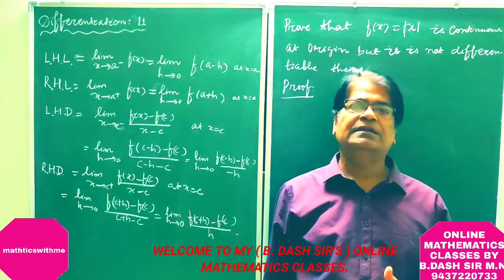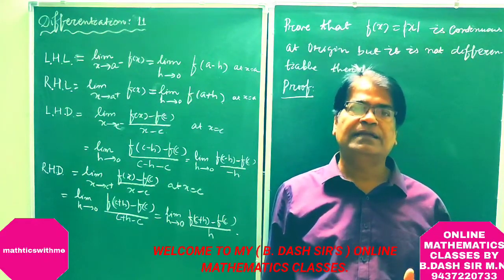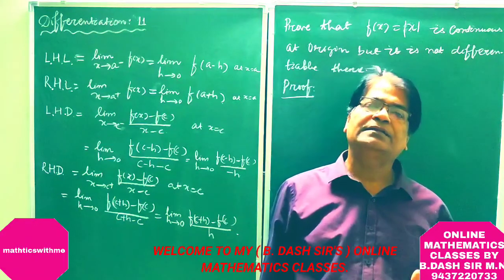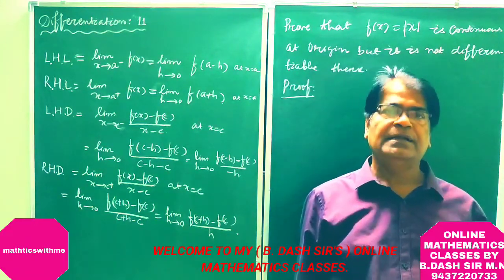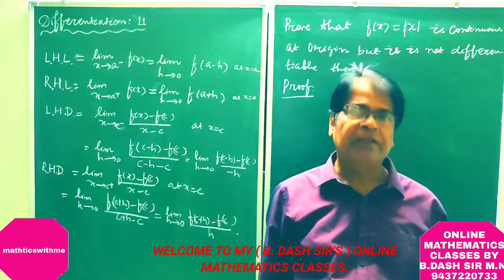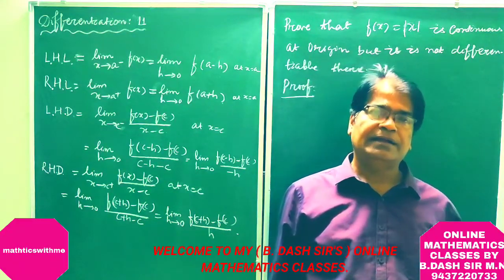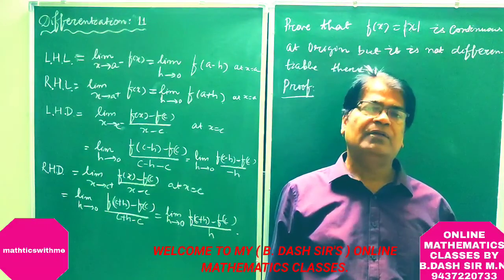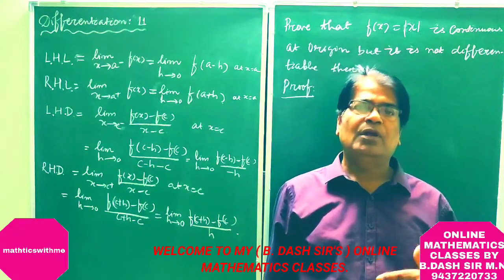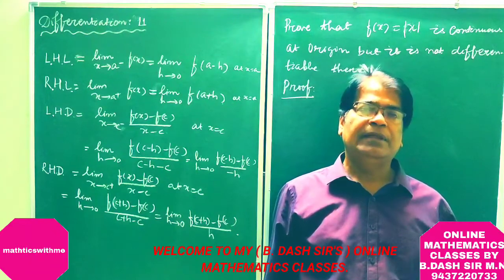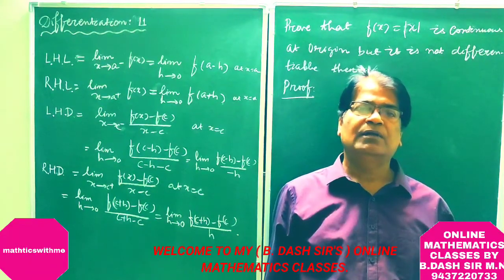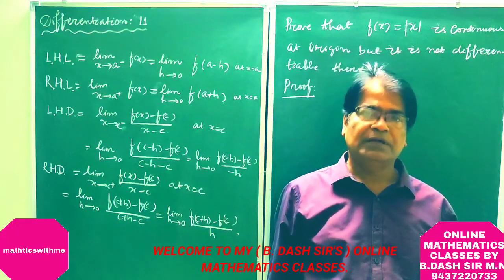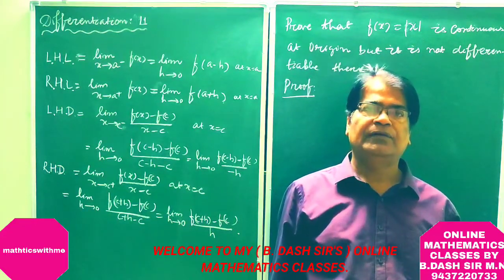The second condition is that the limit as x tends to a minus of f(x) is equal to the limit as x tends to a plus of f(x). That means the left hand limit equals the right hand limit. The third condition is that the functional value equals the limiting value, or we can say the limiting value of the function equals the functional value of the function, by which we can say a function is continuous.